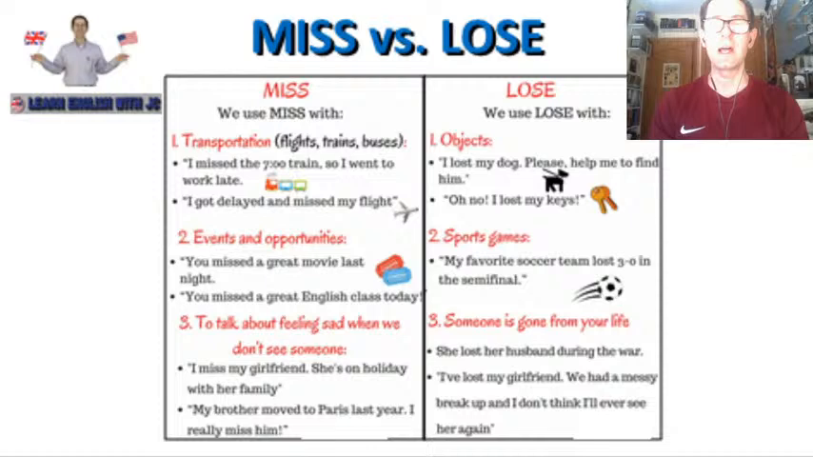Well, what is this? I don't know what it is. For example, here the example says, I lost my dog. Well, I will never lose my dog. But anyway, I lost my dog. Please help me to find him. Take more care of your dog, my friend. Oh, no, I've lost my keys. Well, that is easier to lose. Keys are easier to lose than a dog. Okay, so we use it with objects. So, although considering the dog an object.